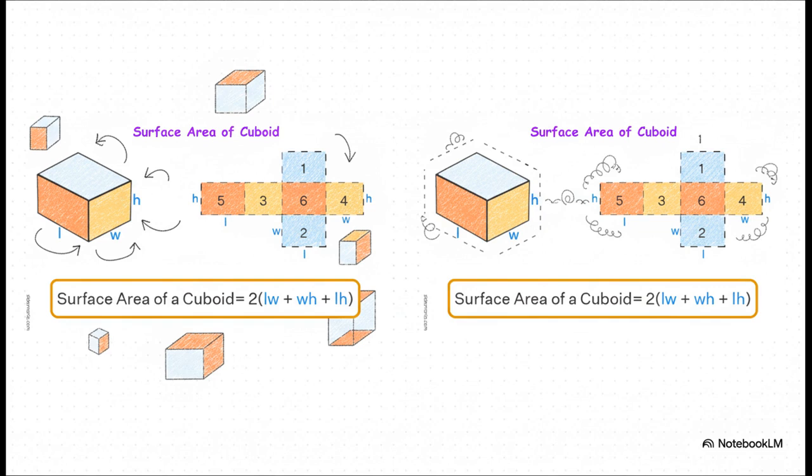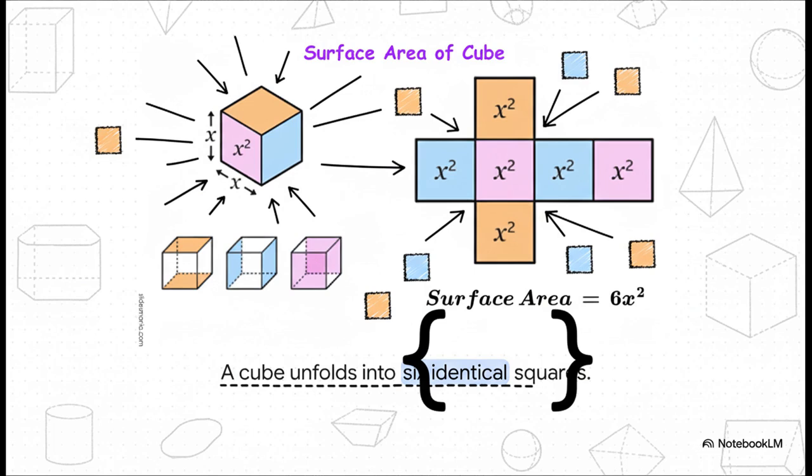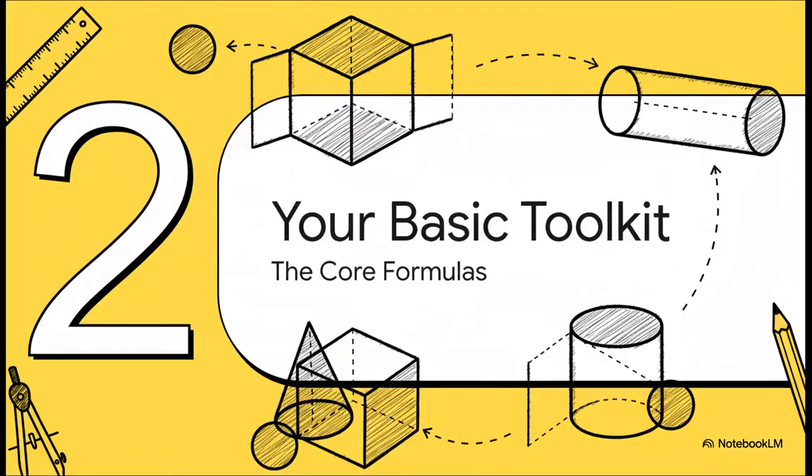That flat pattern is called a net, and it's awesome because it shows us every single face that we need to measure. And with a perfect cube, it gets even easier. When you unfold it, what do you get? 6 totally identical squares. So, figuring out the total surface area is as simple as finding the area of just one of those squares and then multiplying it by 6. See? Pretty straightforward.